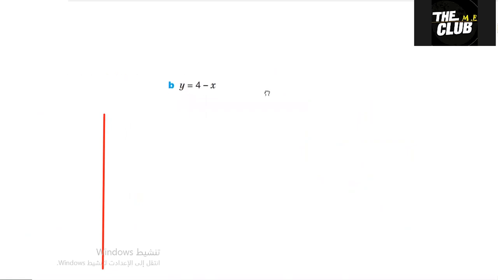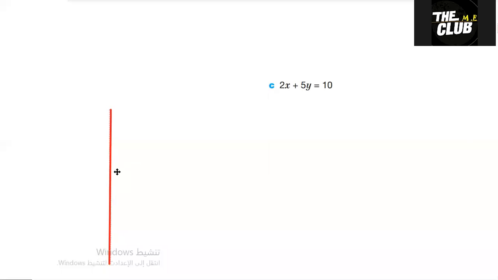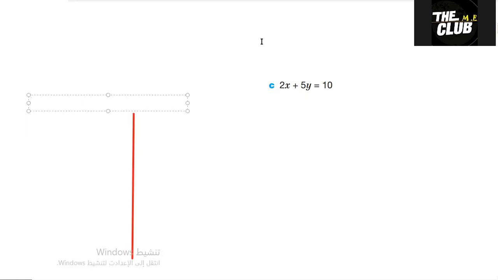Okay. First, let me take this. Sorry. Put it like this. And do C. Okay. So for question C, 2x plus 5y equals 10. Same idea. I'm going to find the y-intercept and the x-intercept. Now, let me put this here. Take this here. I'm going to find the y-intercept here. So make it bigger a little bit. Yeah. So you can see it.